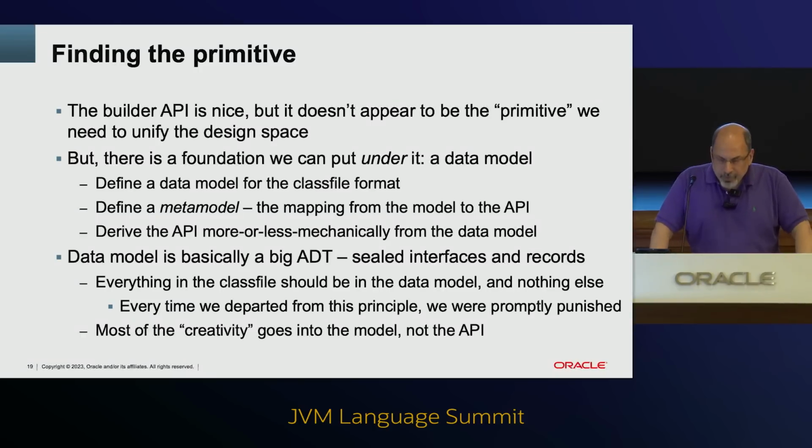bad things happened. So we defined a data model for the Classfile API, and we thought very carefully and iterated several times on how we were going to model the class file. And we defined a meta model where we talked about how we are going to map this data model to a concrete API. Then we forced ourselves to derive the API mechanically, I mean, not mechanically, but without creativity, from the model. So it's not surprising that the data model is a big algebraic data type, basically a big tree of sealed types and records. But it does capture everything in the class file and nothing that's not in the class file format.